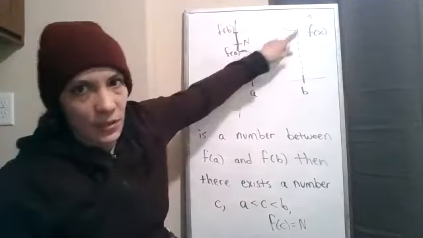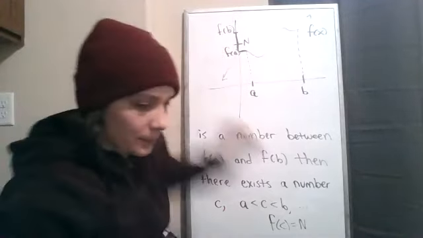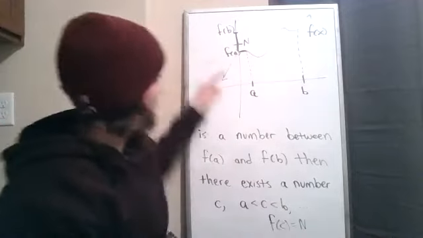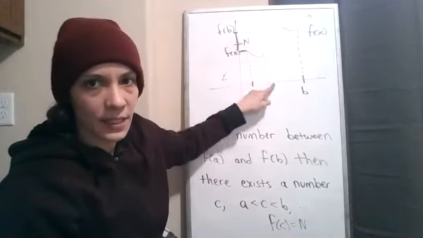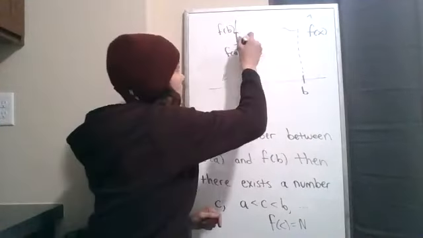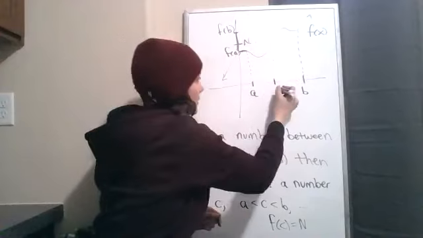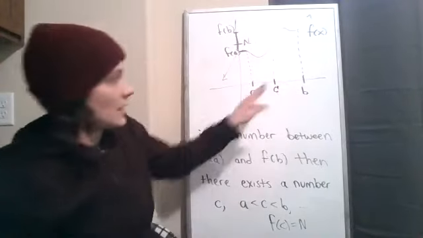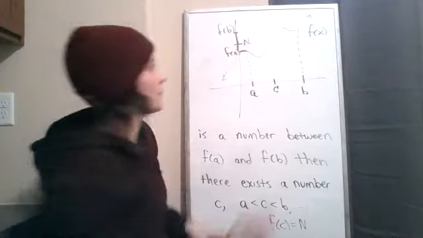So f is a continuous function, and n is a number between f of a and f of b. Then there exists a real number c such that f sends c to n, or f of c equals n.